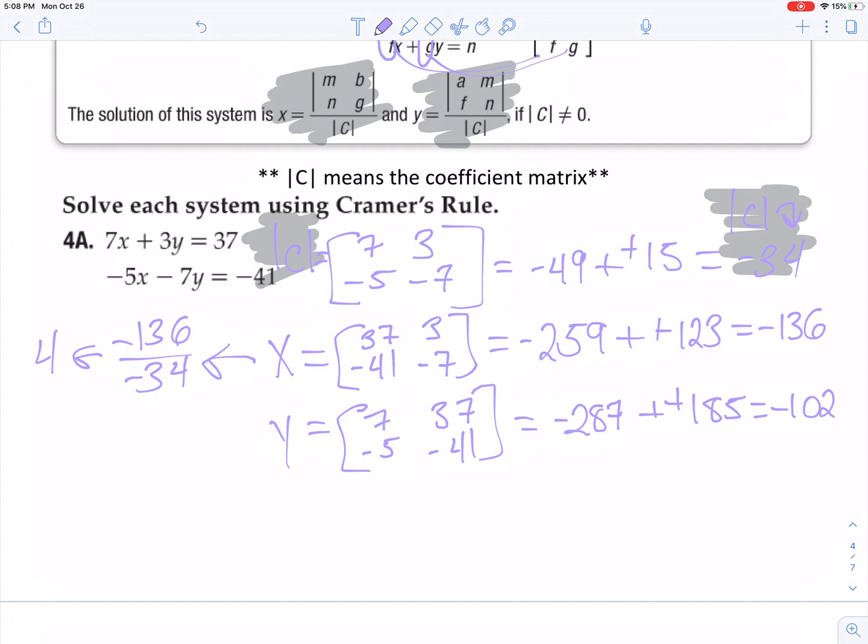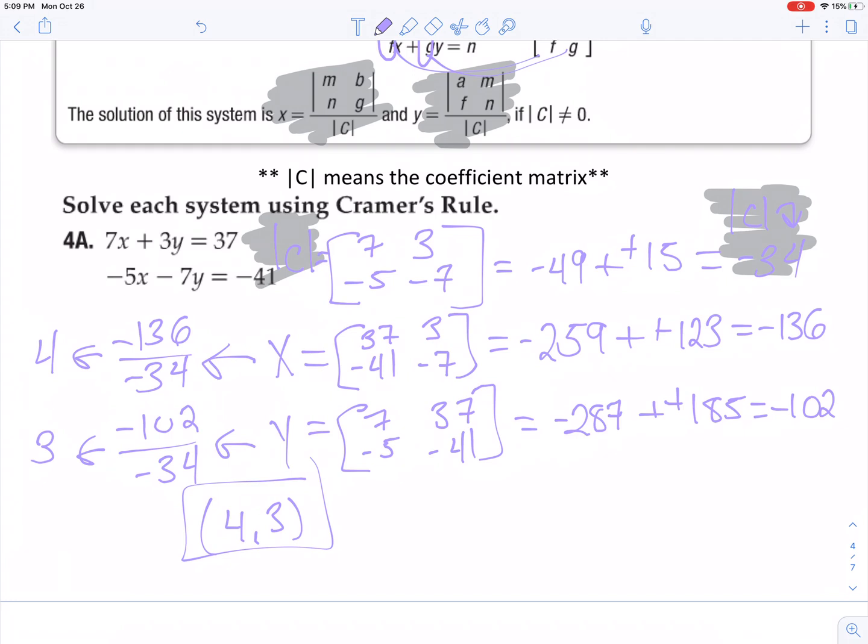Then you can do the same thing with the y to find the y. So I'm going to do my -102 divided by -34. Again, you divide it by the coefficient matrix, and you should get a negative divided by a negative, and it's 3. It's a weird 3. That means y is 3. So if I want to write my answer as a point, x is 4 and y is 3. It's kind of a long way to do it, but it always works. So it's pretty cool that way.